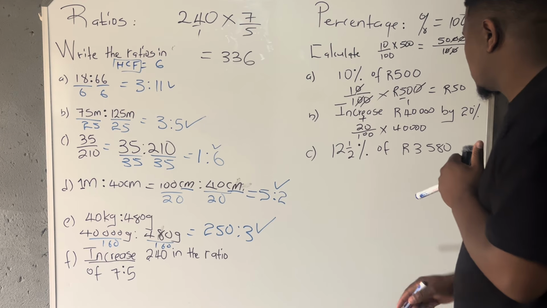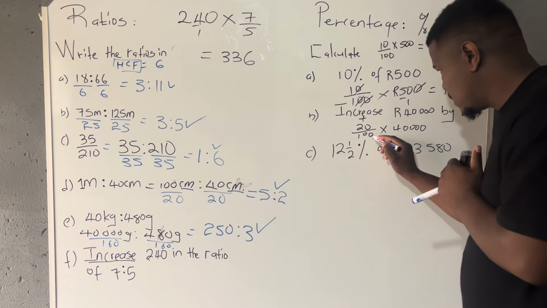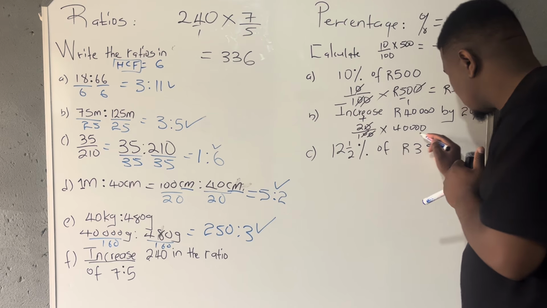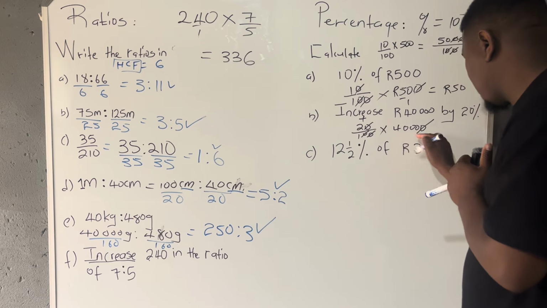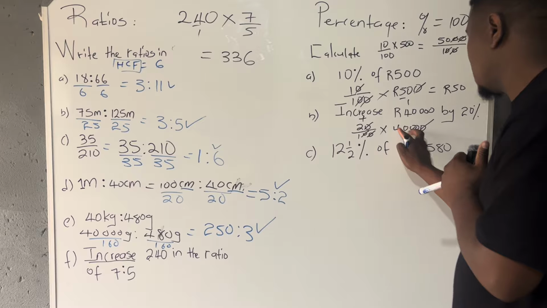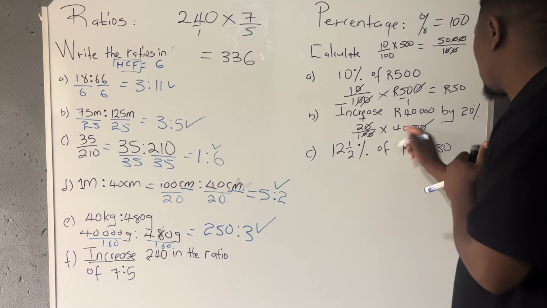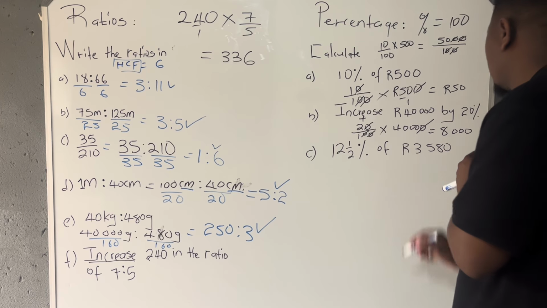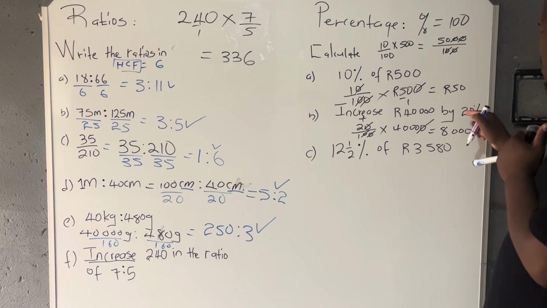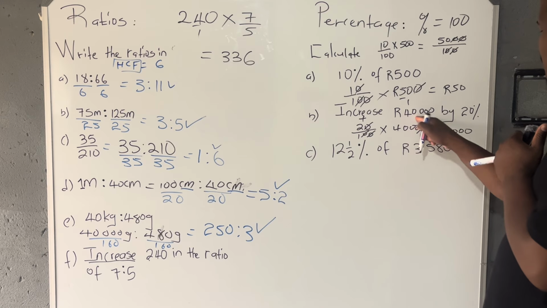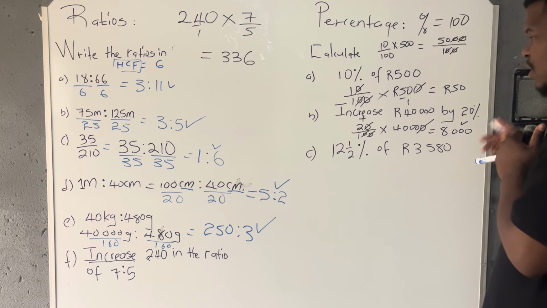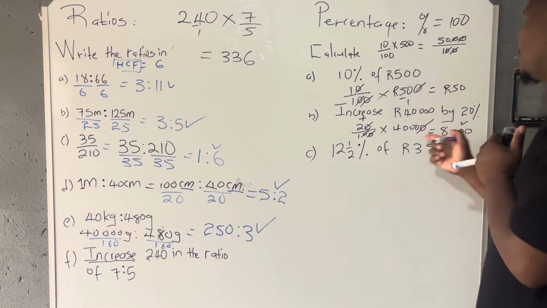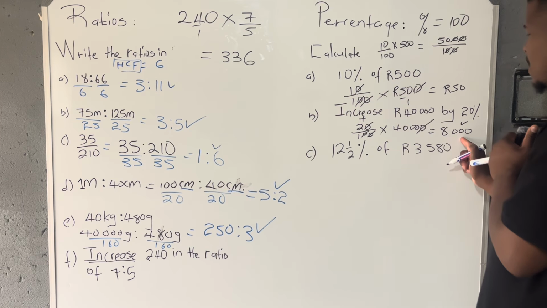Times 40,000. I don't have a calculator. I rely on cancellation. 10 cancels 10. Another 0 cancels another 0. So now I no longer have 40,000. I've got 4,000. So 2 times 4, that's 8. Then those 3 zeros. So you see now what it means. 20% of 40,000 is 8,000. We haven't answered the question. They want to increase this amount by 20%. Now we know what is 20% of 40,000, which is 8,000.